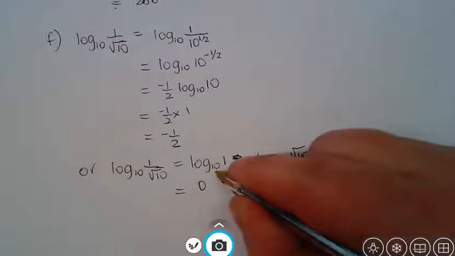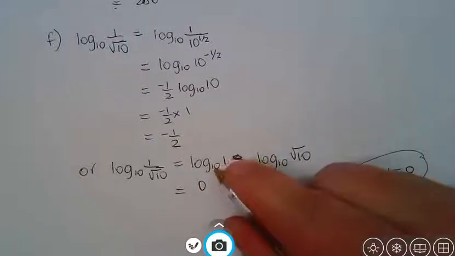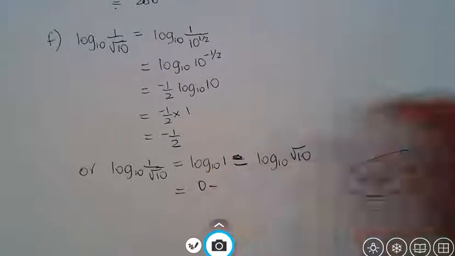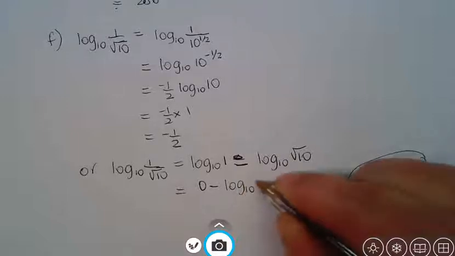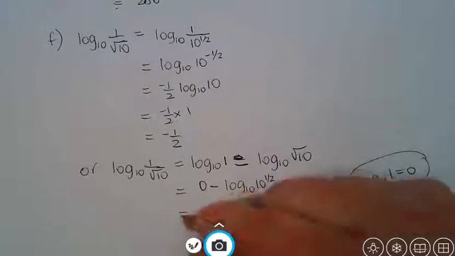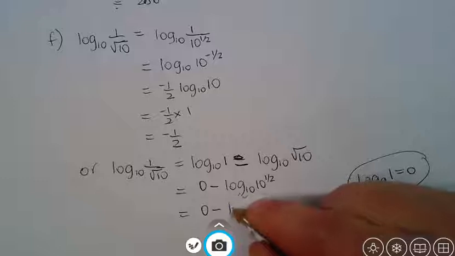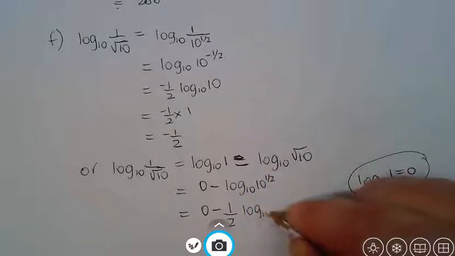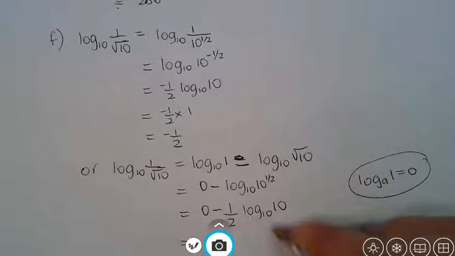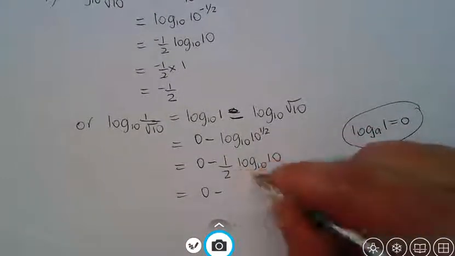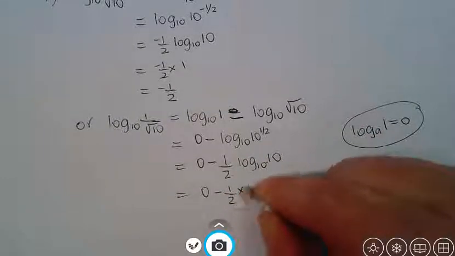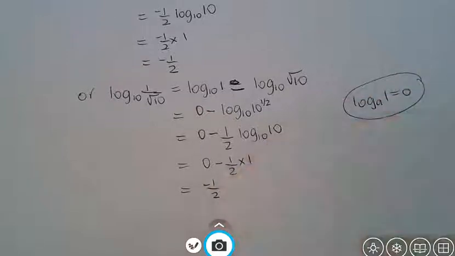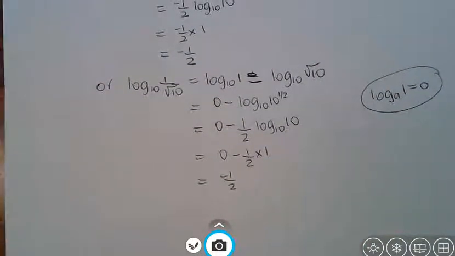So we've got log to the base 10 of 1 is 0. Remember that log to the base 10 can be done on your calculator as well. So you just press log 1, you get 0, minus, now this is log to the base 10 of 10 to the half. Now again, the half has to come to the front. So it's 0 minus a half, log to the base 10 of 10. Now we know that log to the base 10 of 10 is 1, so it's 0 minus a half times 1, which is 0 minus a half, which is negative half. Again, same answer, just a different method.